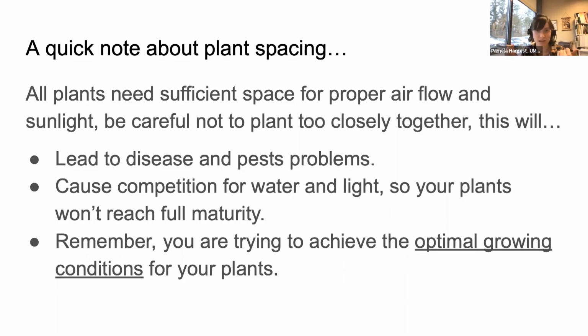Otherwise, there's a lot of issues that might come up in your garden. A lot of times planting too tightly can lead to disease and pest problems. It can cause competition for water and light, so your plants might not reach full maturity. And you just need to remember that you're trying to achieve the optimal growing conditions, right? And so putting them too close together is not going to do that.